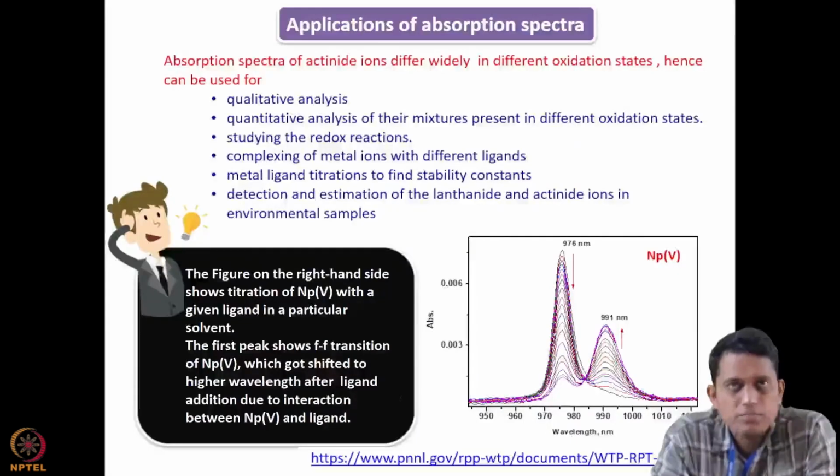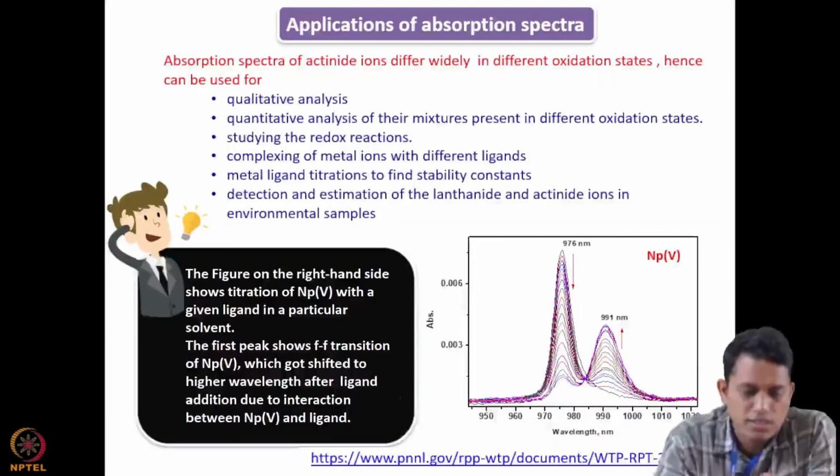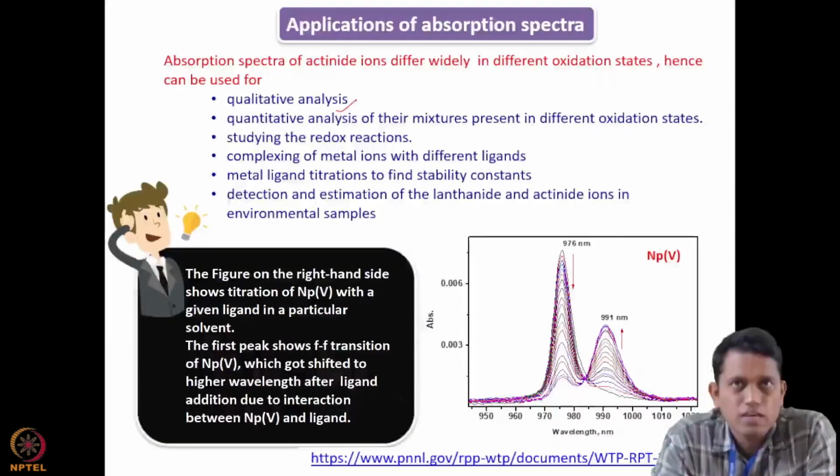In the application part, we have already discussed the kinds of applications you can think of using absorption spectra. The first one is quantitative analysis. You just want to have an idea of the oxidation state. You can also do some quantitative analysis, provided that for the medium in which you want to do the analysis, you have the epsilon in that particular medium. So if you know those epsilon values, you can do some kind of quantitative analysis also.